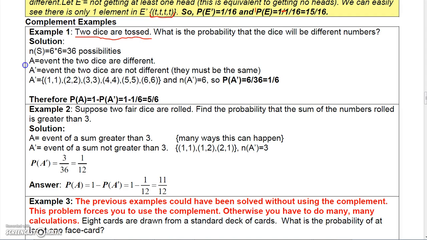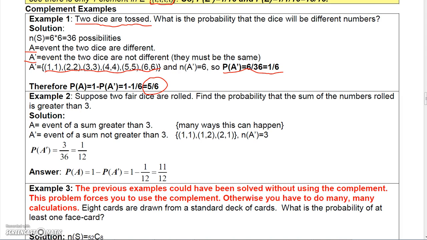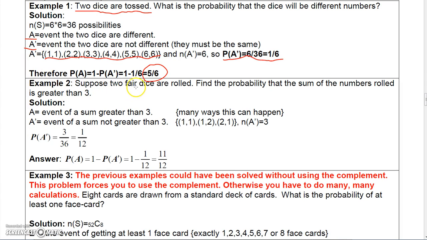So let's let A be the event that the dice are different, and then A prime would be the event that the dice are not different. In other words, they're the same. And we can easily get this because there are only 6 ways out of 36 that can happen. So the probability of A prime is 6/36 or 1/6. So now all I have to do to find the probability of A is subtract that from 1. So just take 1 minus 1/6, and so the probability that the dice are different would be 5 out of 6, 5/6.